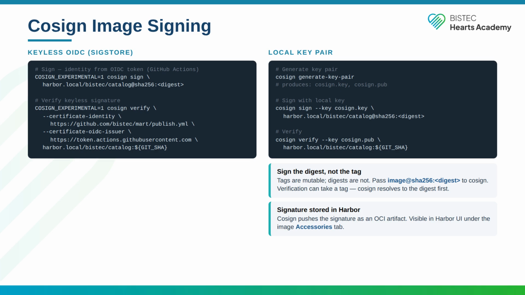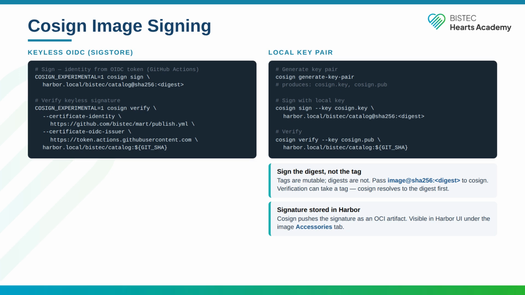There are 2 modes. Keyless signing uses OIDC, the same identity provider your CI system uses. When you run Cosign inside a GitHub Actions workflow, it gets a short-lived certificate from Sigstore's Fulcio Certificate Authority that proves the signing happened in a specific workflow at a specific repository. No key management. No secrets to rotate. The verification command checks the certificate identity against the workflow URL.